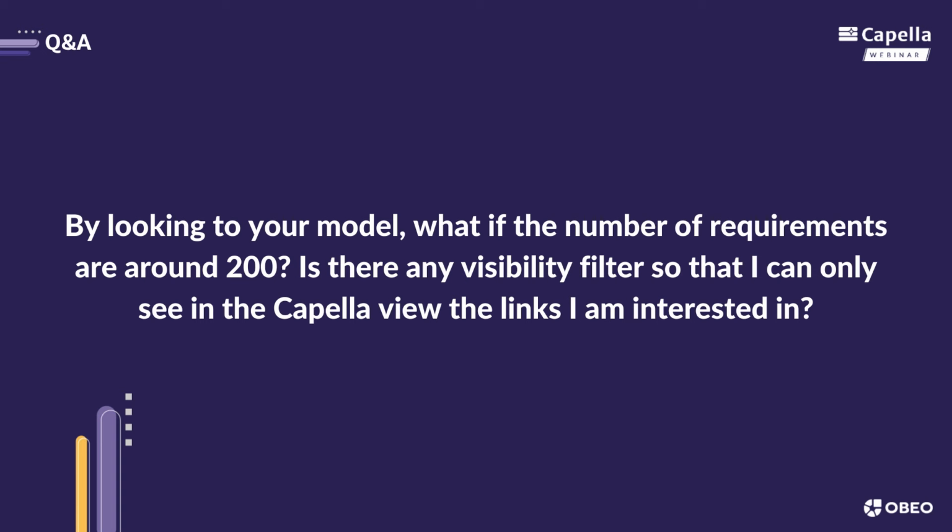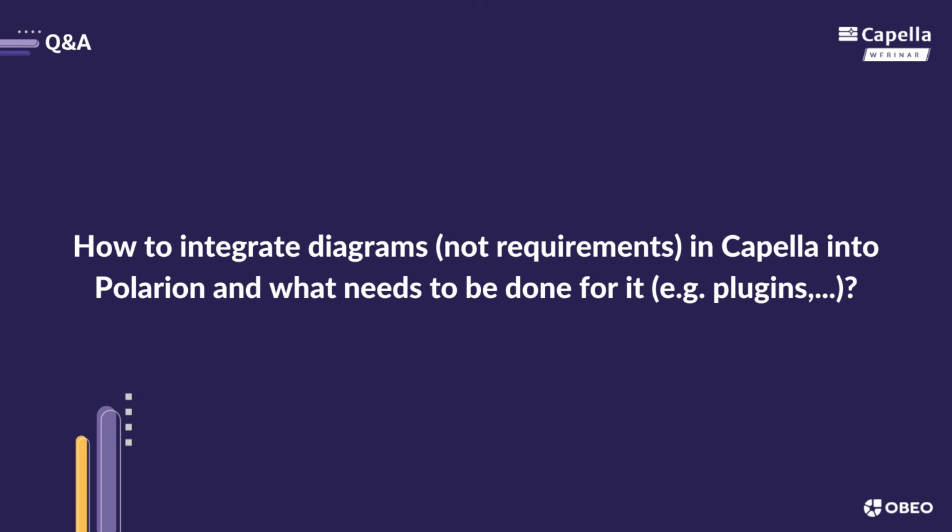Next question. My God, there are many questions. How to integrate diagrams and not requirements in Capella into Polarion, and what needs to be done for it? So that's an interesting question. It's definitely possible to link a diagram, a Capella diagram, to a requirement, in which case the link will appear in Polarion, for example, or in DOS. And if you hover the link, you will see the diagram.